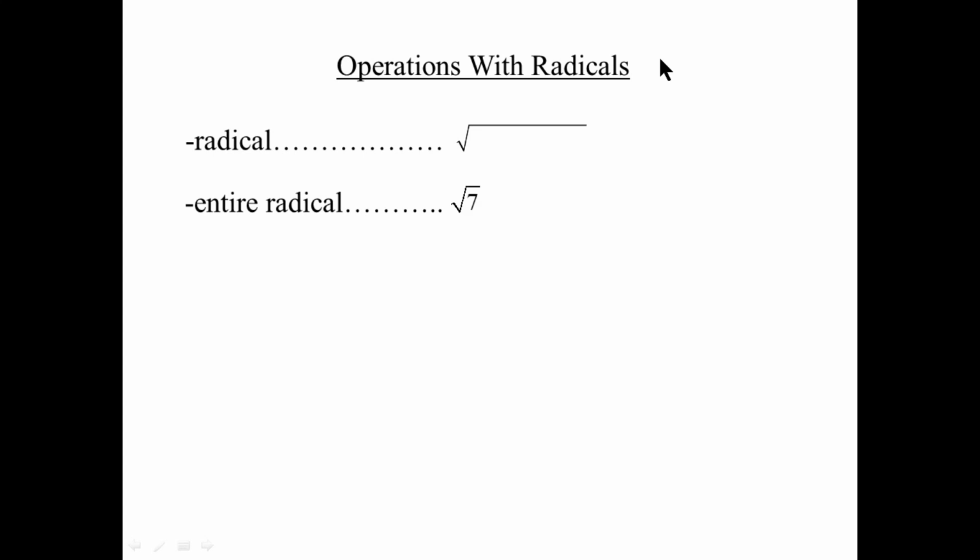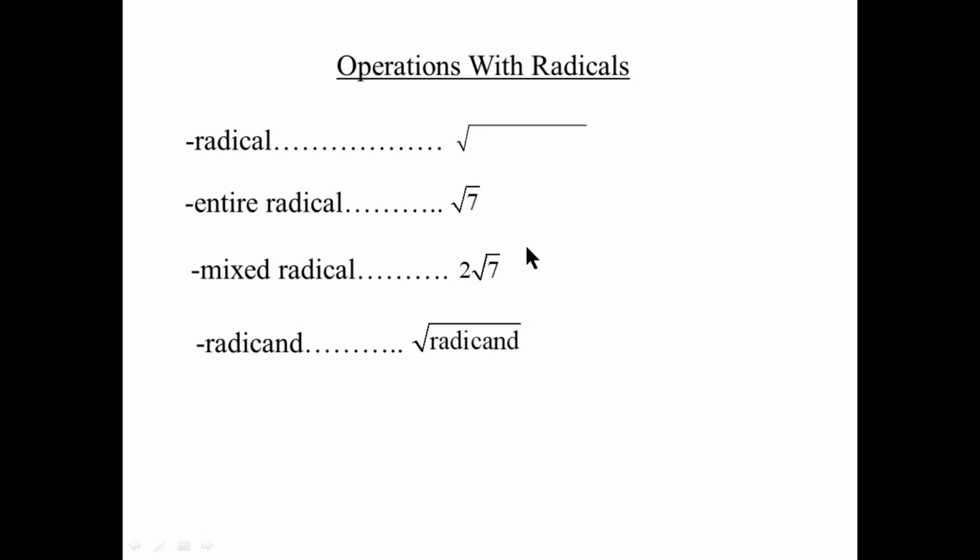An entire radical doesn't have a non-trivial coefficient in front of it. There's a 1, but it's not written. A mixed radical has a non-trivial coefficient in front of it. 2 root 7 means 2 times root 7. The radicand is the part underneath the root sign. So in the above instances, the radicand was 7. Whatever the number is being subjected to the radical, it's called the radicand. We're working on vocabulary here.